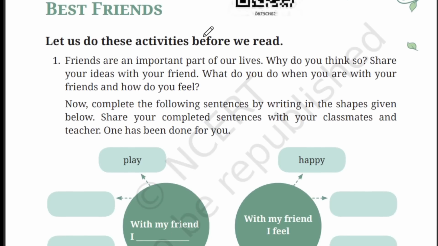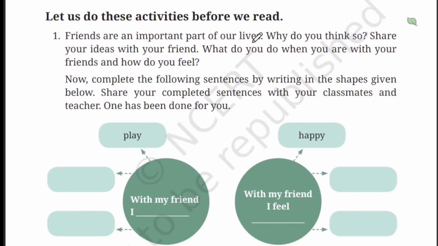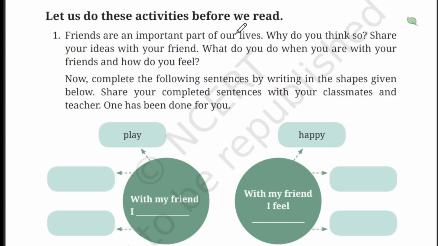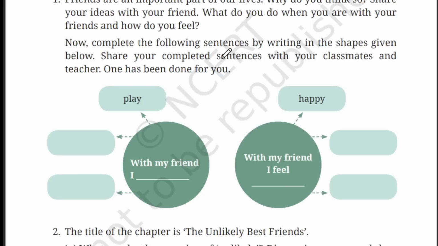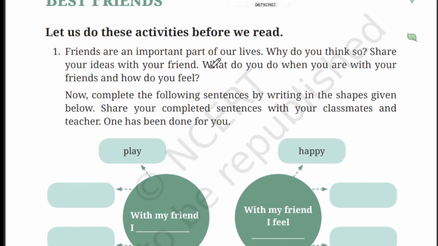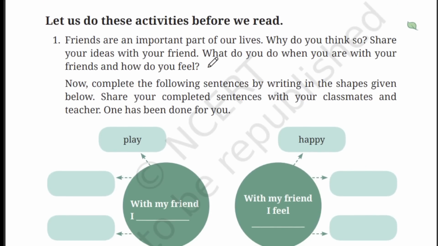Let's do these activities before we read. Friendship is an important part of our life. Why do you think so? Share your ideas with your friends. What do you do when you are with your friends and how do you feel? Now complete the following sentences by writing the shapes given below. Share your completed sentences with your classmates and teacher. One has been done for you. They are asking you to talk with your friends about how important a role friends play in our life. So discuss the same in your class.